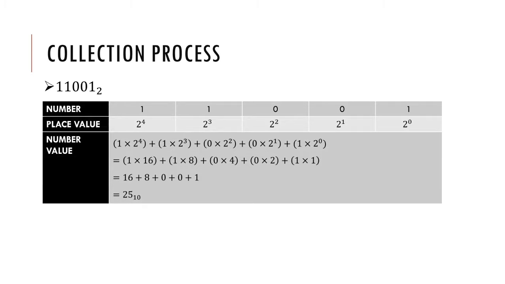Okay, let's take a look at the example. The first example, 11001 base 2. Okay, we make a table, and the first row is the number. As always, we arrange the number 11001, and for the place value we start from the right: 2 power of 0, 2 power of 1, 2 power of 2, 2 power of 3, 2 power of 4. Okay, and then the third row is the number value.